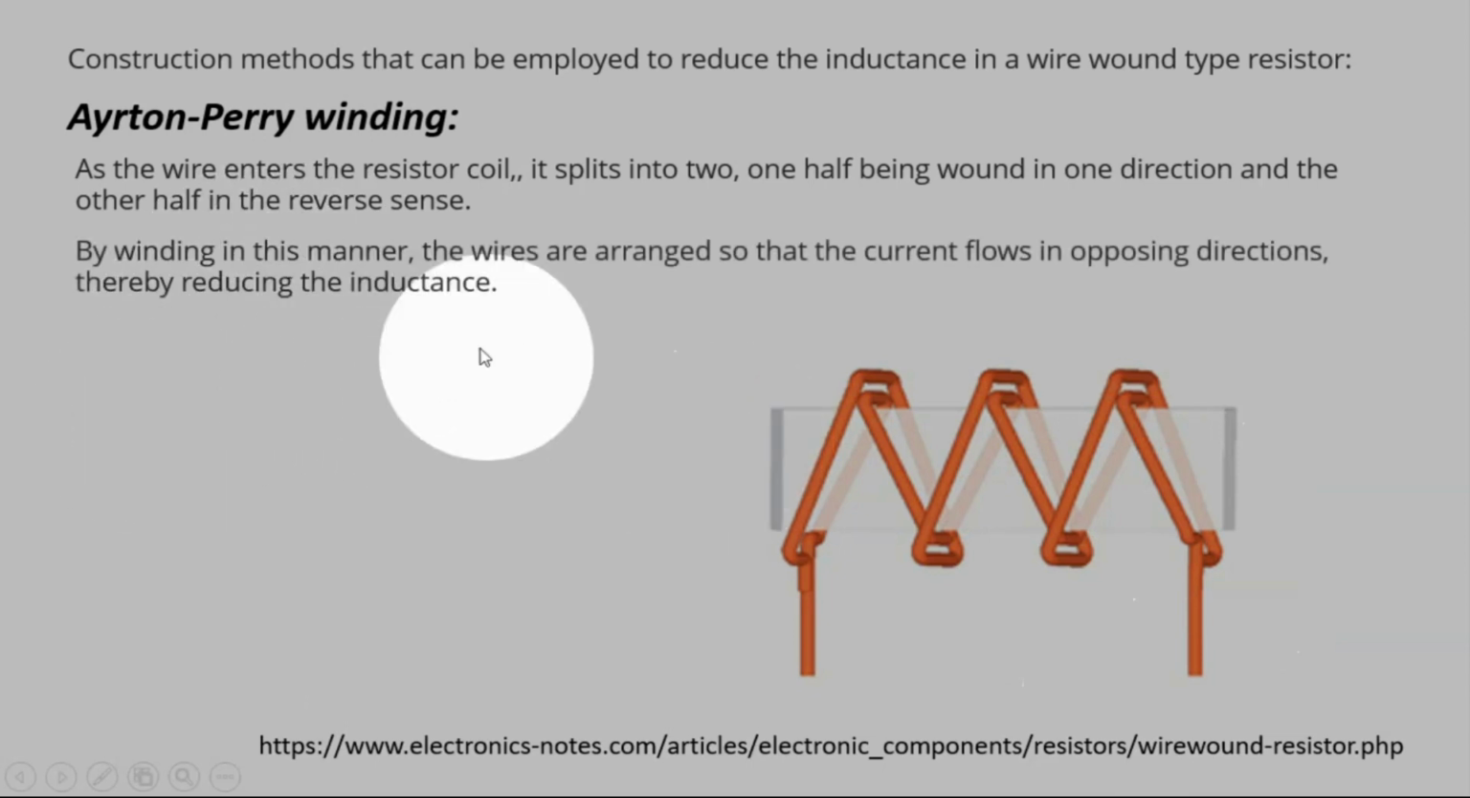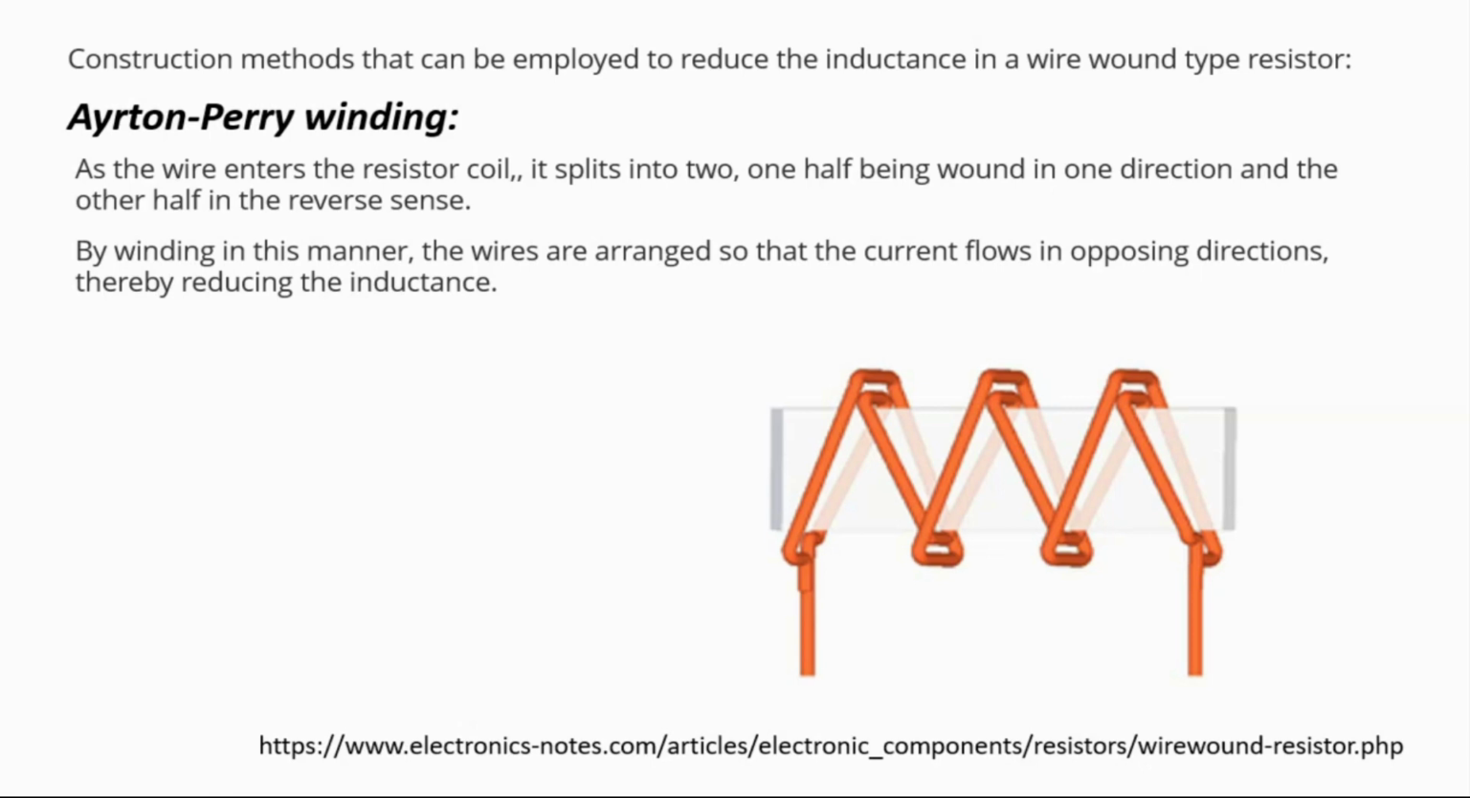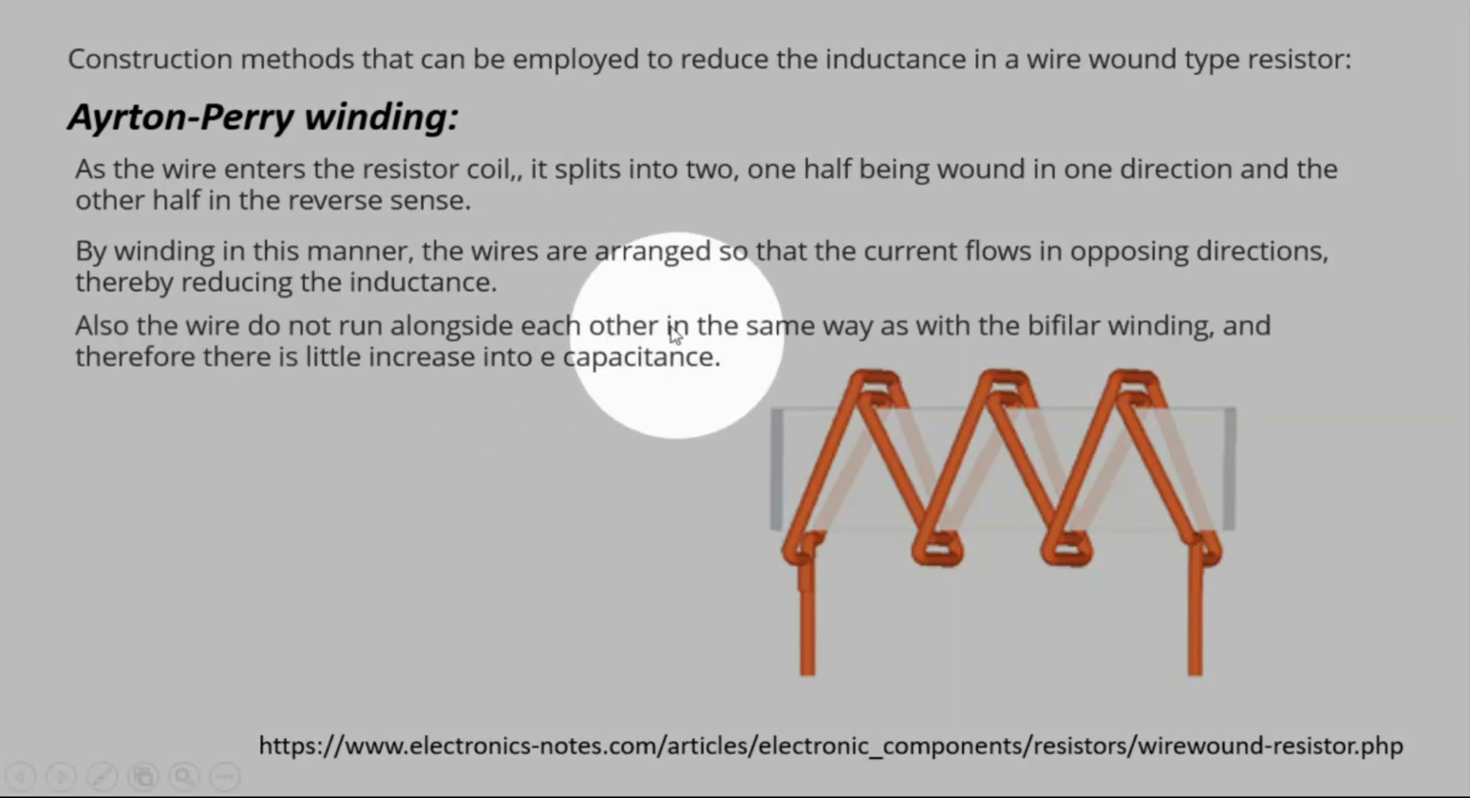In this manner, the wires are arranged so that the current flows in opposing directions, same as the bifilar. Thereby, it reduces inductance, and capacitance is also minimized since the wires don't run alongside each other in the same way. So there's only a very minimal increase of capacitance. So Ayrton-Perry winding is a good winding.